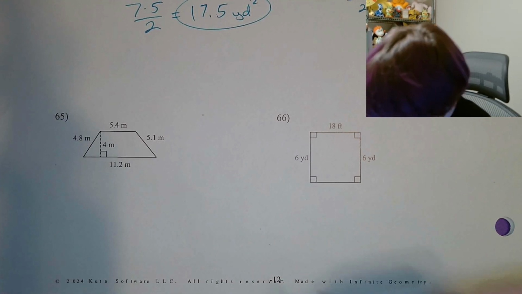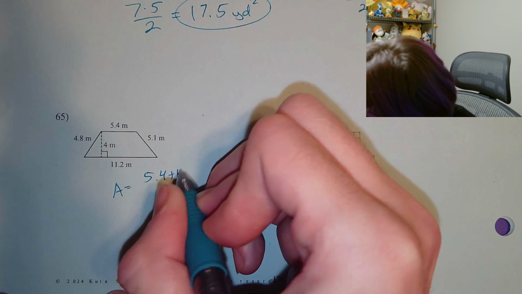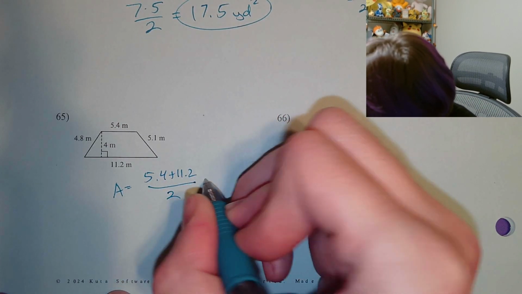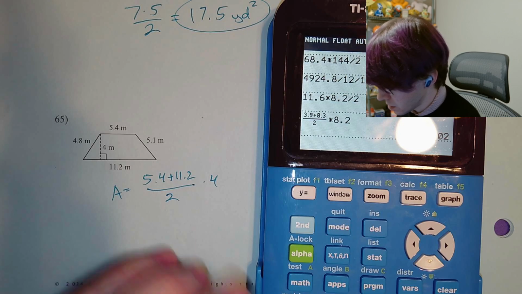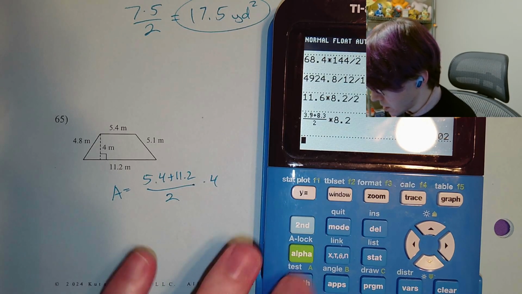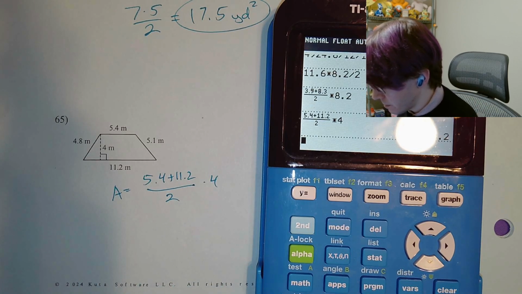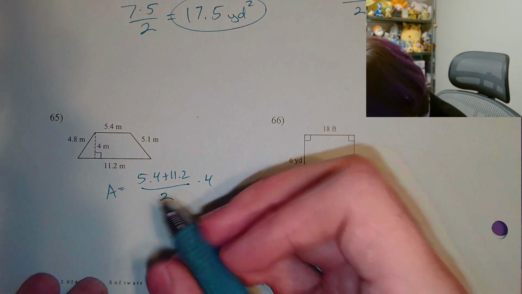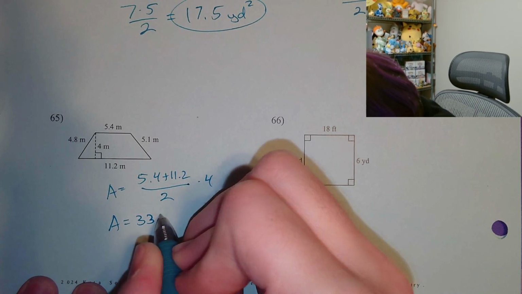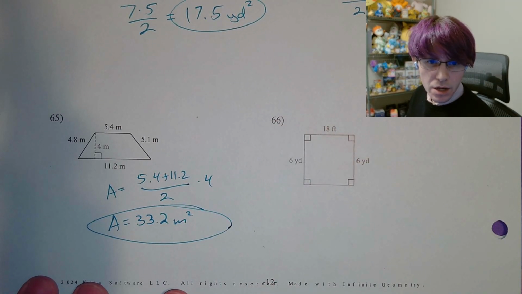We got another trapezoid. Our area is going to be base 1 plus base 2 divided by 2 times the height. That is perpendicular. The 4.8 and the 5.1 are useless information. Do not try to use them. Oops, I don't need that. I need the fraction button, not answer to fraction. 4.4 plus 11.2 divided by 2 times 4. Plugging it all in, you get 33.2 meters squared.